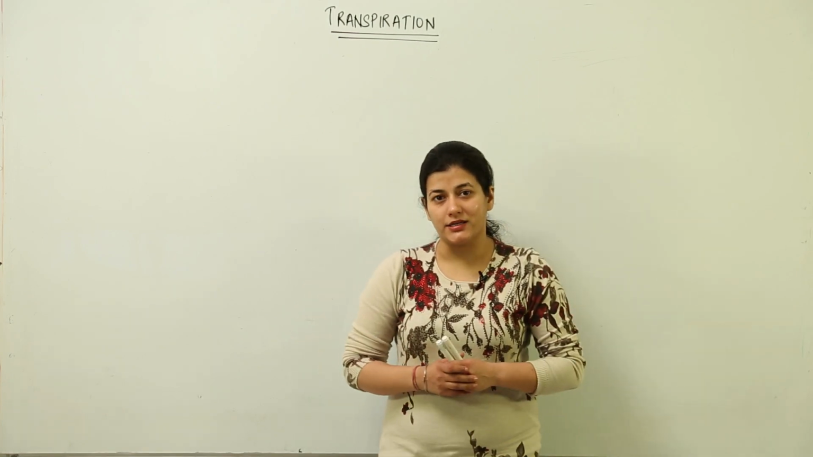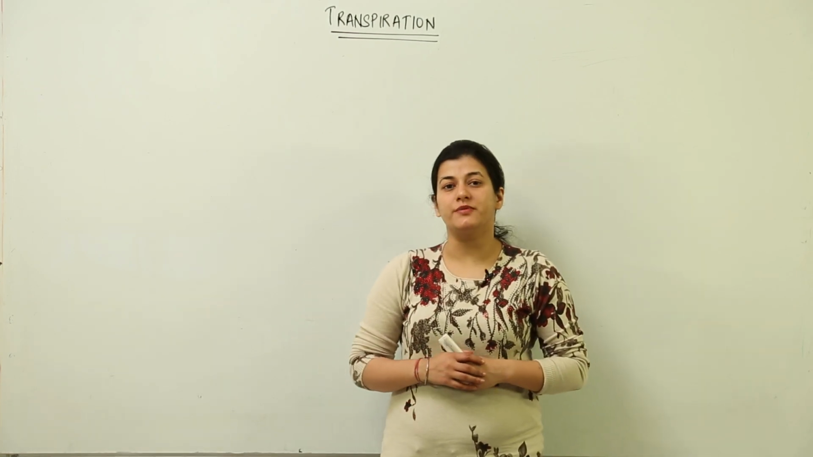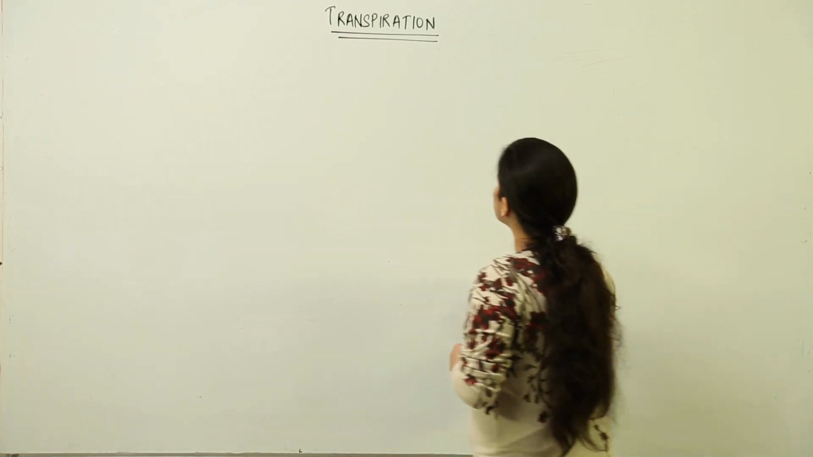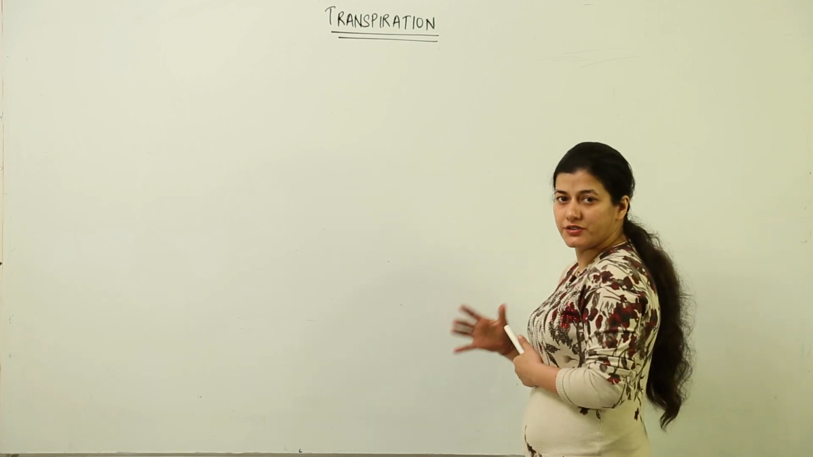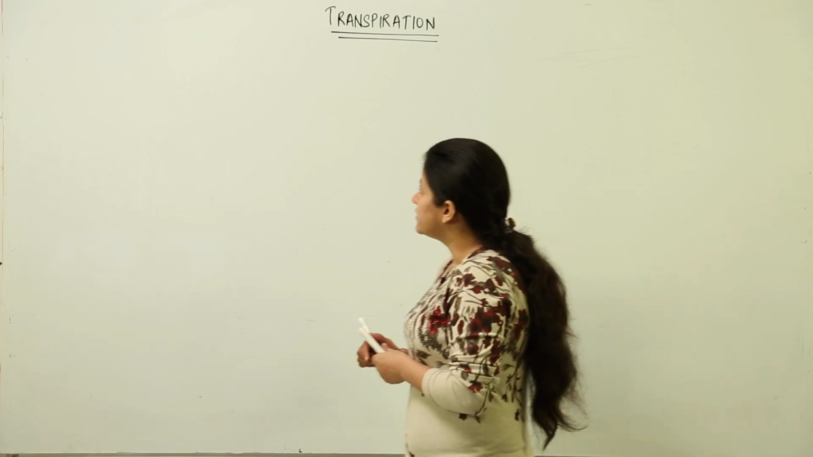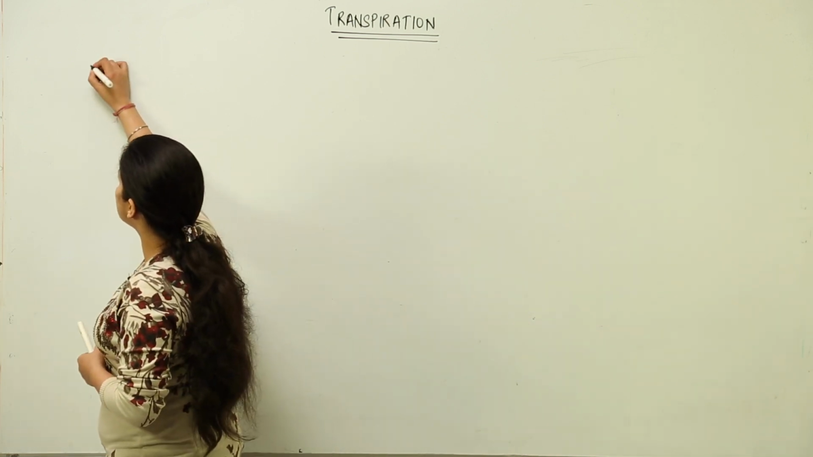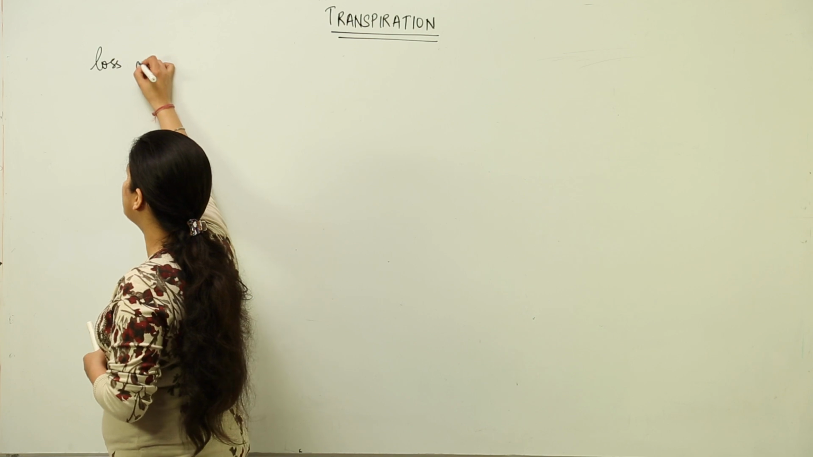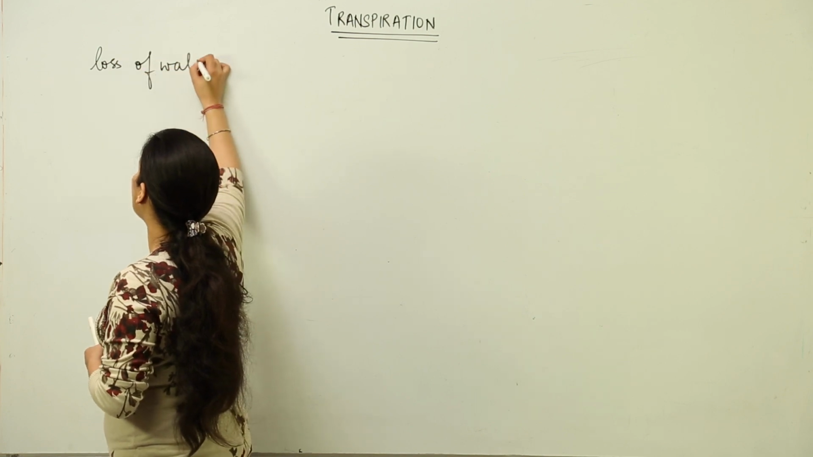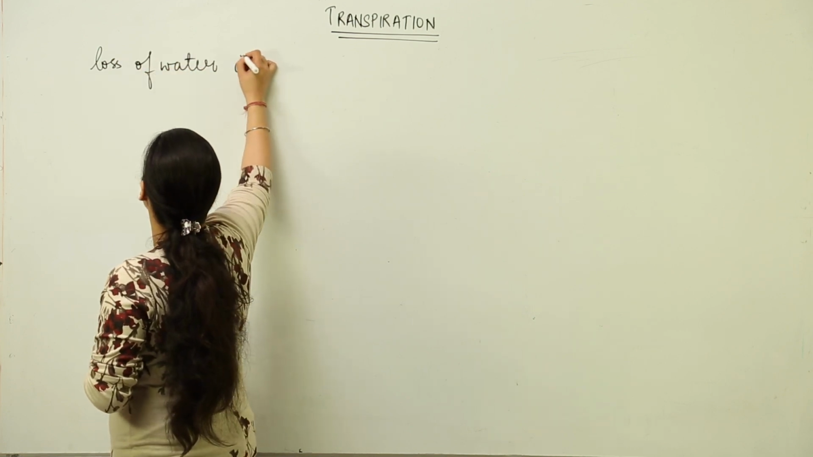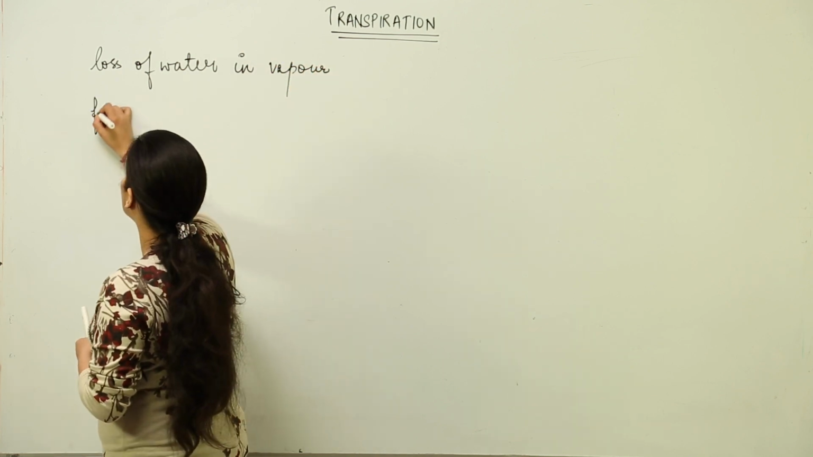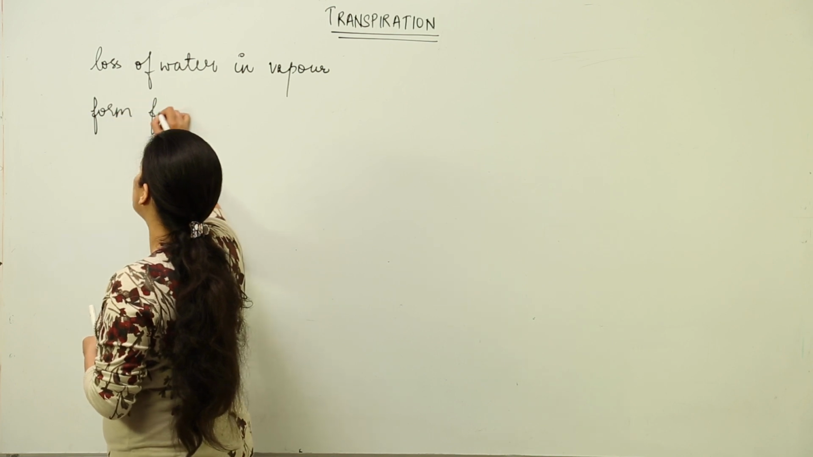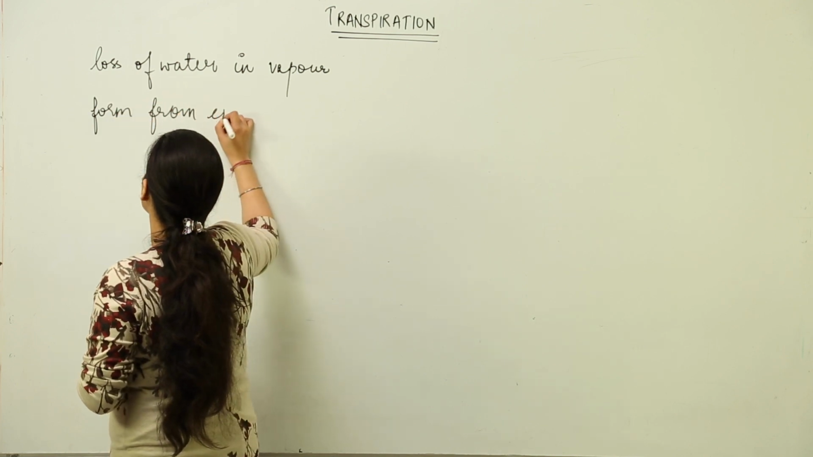Now we are going to take an idea about the process of transpiration from its definition and an explanation. The lesson that you are going to see will be dedicated to understanding transpiration as a process. So what is the definition? It is the loss of water in vapor form from exposed surfaces of a plant.